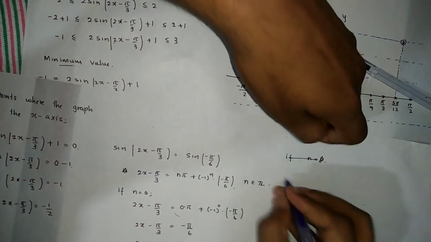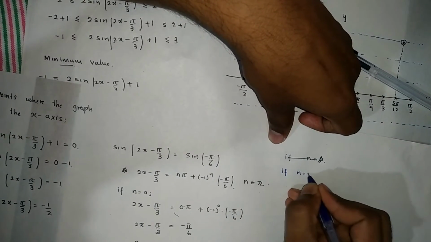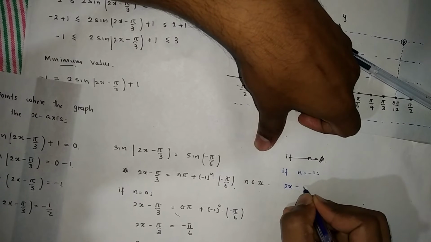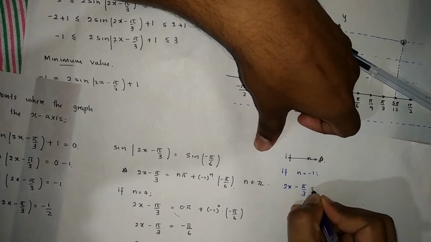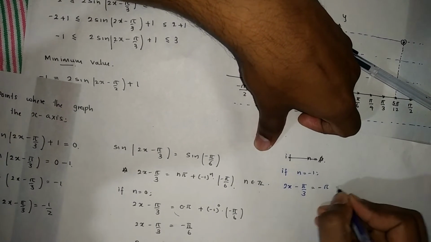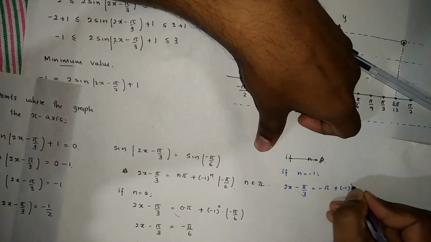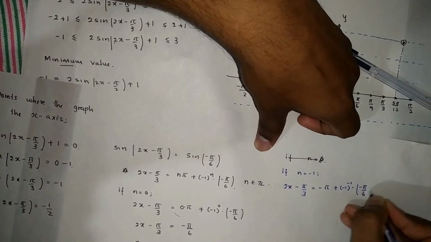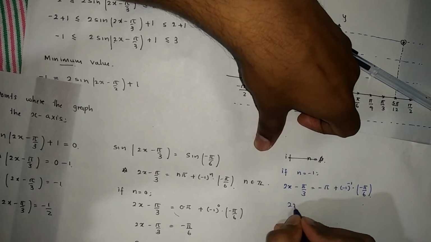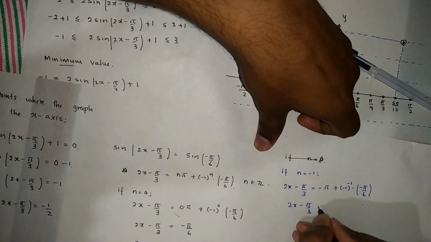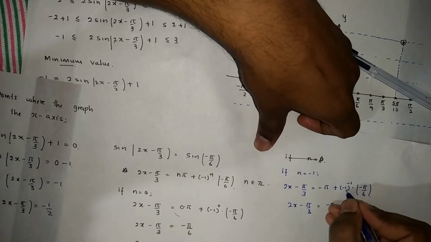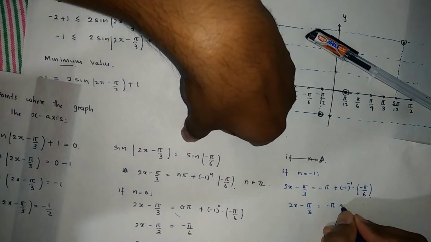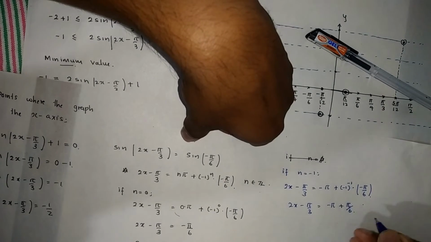Okay, so if n equal to -1, then 2x minus pi by 3 is equal to minus pi plus (-1) to the power of -1 times minus pi by 6. So this is what we have. 2x minus pi by 3 is equal to minus pi, right? -1 to the power of an odd power is going to be negative, right? Negative times negative is going to be plus pi by 6. So you're going to have plus pi by 6.